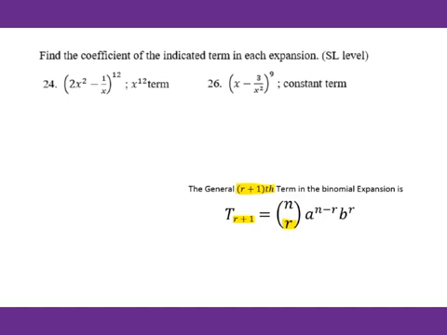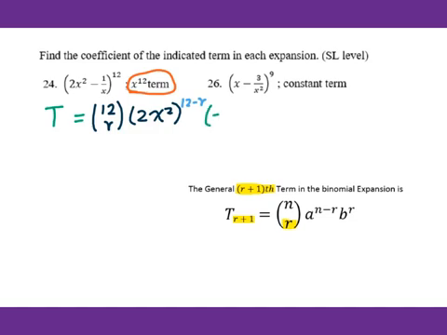24. We have 2x squared minus 1 over x to the 12th power. We need the x to the 12th term. First of all, we write down the general form for this binomial expansion. That is 12 choose r. Then 2x squared, do the 12 minus r's power. Then we have negative 1 over x, we do r's power.